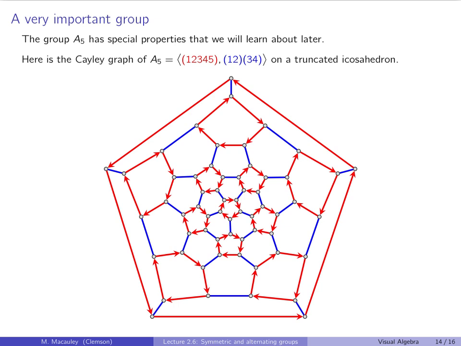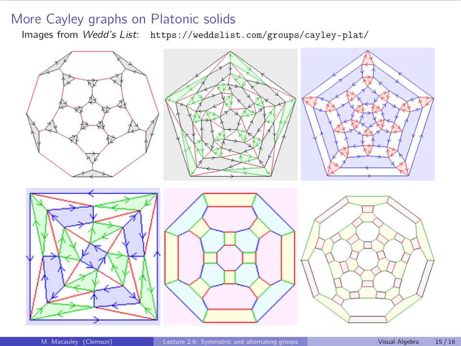So here's the Cayley graph generated by the 5-cycle (1, 2, 3, 4, 5) and the product of transpositions (1, 2)(3, 4) on a truncated icosahedron. It took me a very long time, several hours, to make the Cayley graph on the previous slide. So I want to show you examples that I did not make of other Cayley graphs of symmetric and alternating groups on Archimedean solids. These all come from the website Wed's List, made by Nick Wed, who is a retired biotechnology professional in the UK.